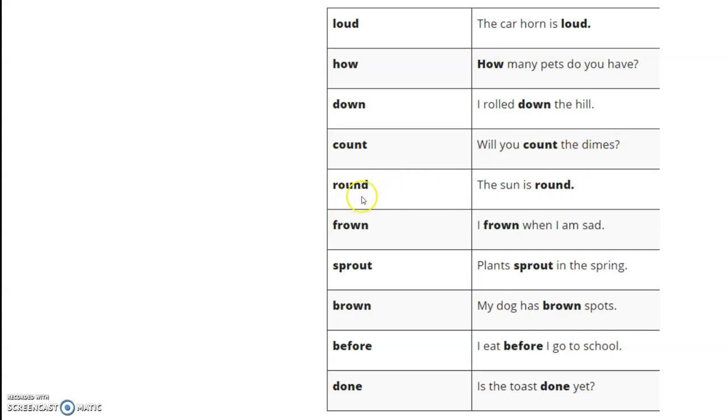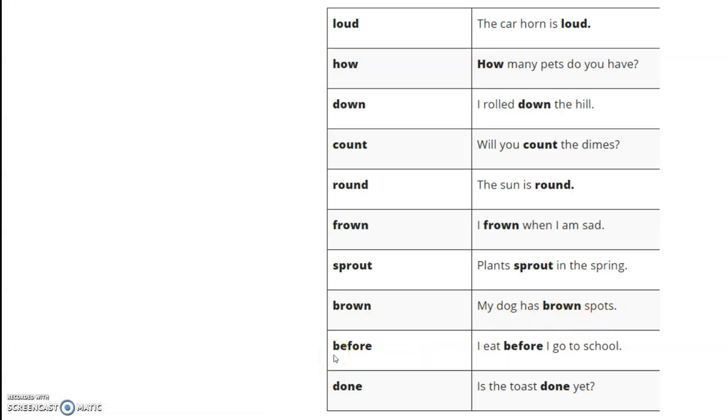Our next word is round. The sun is round. Our next word is frown. I frown when I am sad. The next word is sprout. Plants sprout in the spring. Our next word is brown. My dog has brown spots.